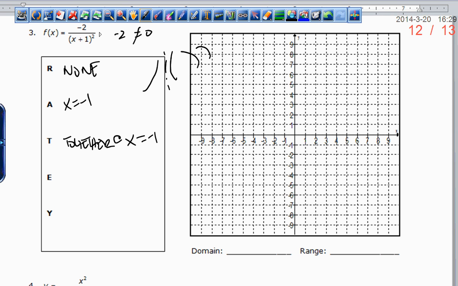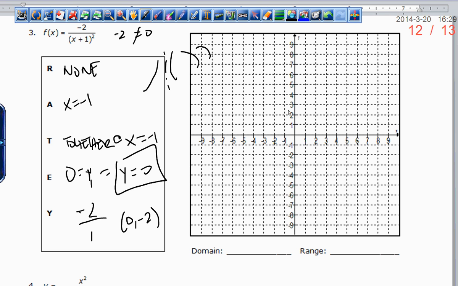My end behavior, I have low over high. So look at the E, there's a little poem there. It says low over high, 0 equals y. Well, we don't say 0 equals y, we say y equals 0, right? So that means my end behavior is y equals 0. And the last thing, my y-intercept, plug in 0 for x, I get negative 2 over 1. So that means my y-intercept is negative 2. No roots. X equals negative 1.